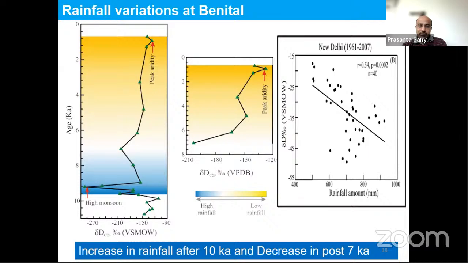Even though recent studies suggest that the amount effect is not the only factor which controls the isotopic composition of the rain, broadly you can say from this data that it exerts some control. So based on this amount effect, we have interpreted this lower hydrogen value as a phase where the monsoon was very high, and this higher value in the hydrogen isotopic composition we explain as a drying up period.